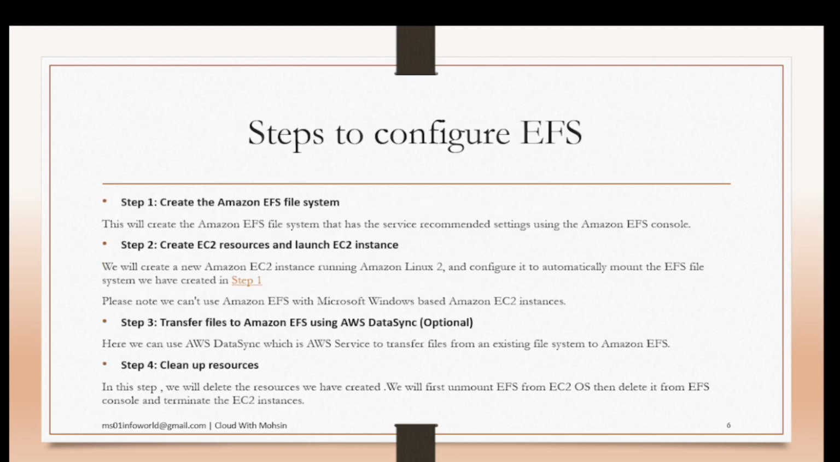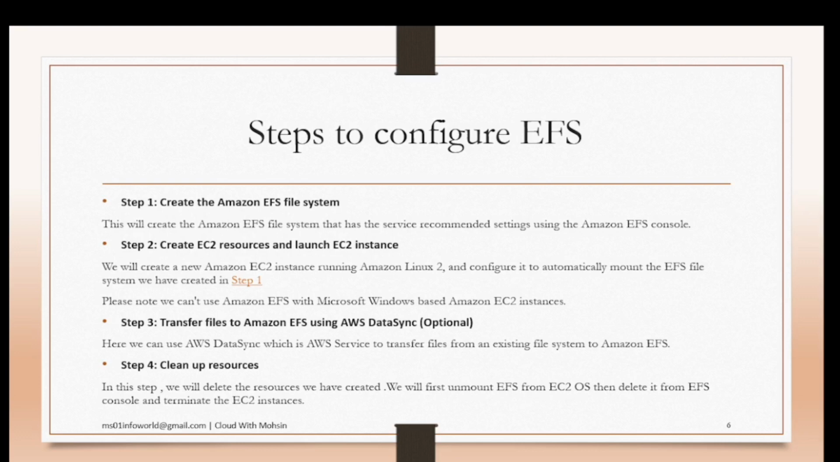These are some of the steps that we are going to carry out today. First of all, we'll log into the console and create an Amazon EFS file system with the recommended settings. The next thing is we will create the EC2 resources and launch the EC2 instances. I am planning to create two EC2 instances, and then we will try to access the EFS that we created in the first step, which will be attached during creation of the EC2 instances.